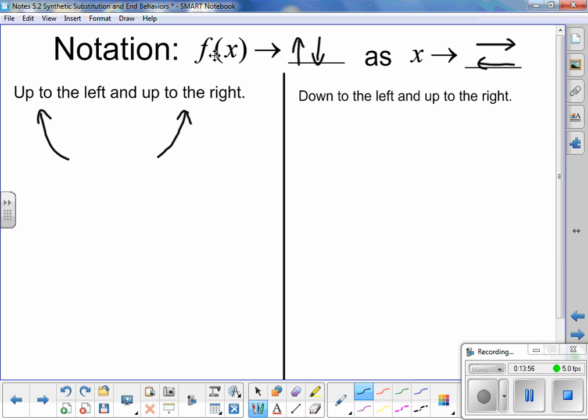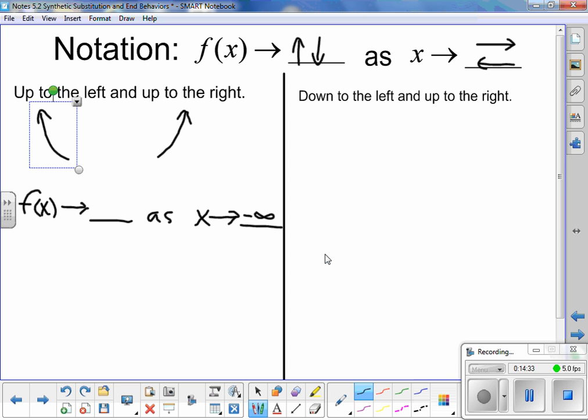So the way you would write this is, first you're going to identify this piece right here. That piece right there needs to say f of x goes to something as x goes to something else. Now, since we're talking about the left side, that's what the x describes. It describes the left side. If you're describing the left side, x is going to negative infinity. Now, if you're describing the right side, that will be x going to positive infinity.